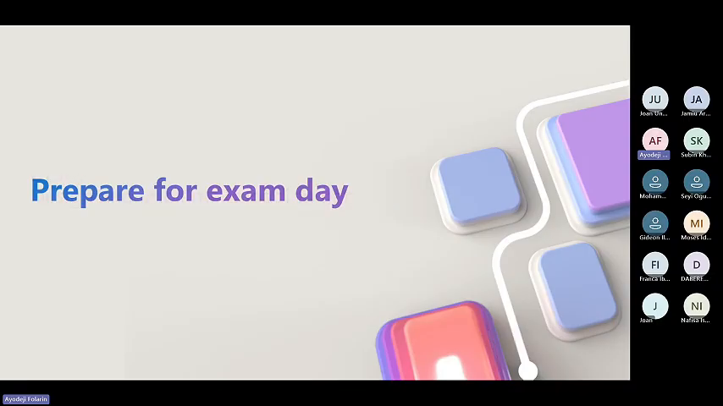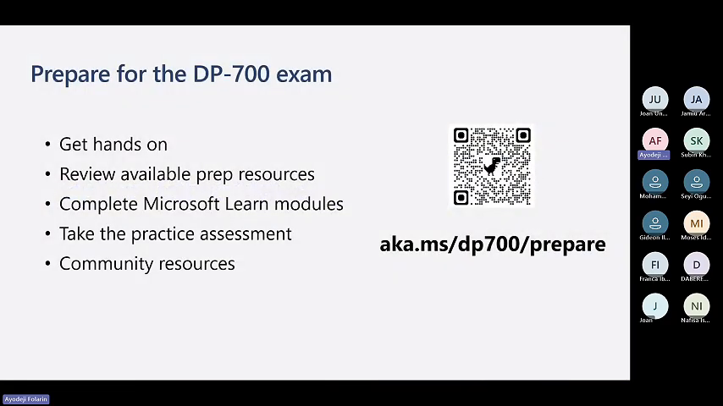Don't forget, start preparing for the exam today. Don't wait. If you want to prepare for the exam, you can write this down in your notebook: aka.ms/dp700/prepare. Get your hands-on section right. Review available prep resources. There are a lot of resources on Microsoft Learn. Complete the Microsoft Learn module. This same module is on Microsoft Learn. Try to make sure you complete it. If you have questions, bring them to this house. It's 8 weeks. You have enough time to prepare. Start preparing. Don't wait till after the training.